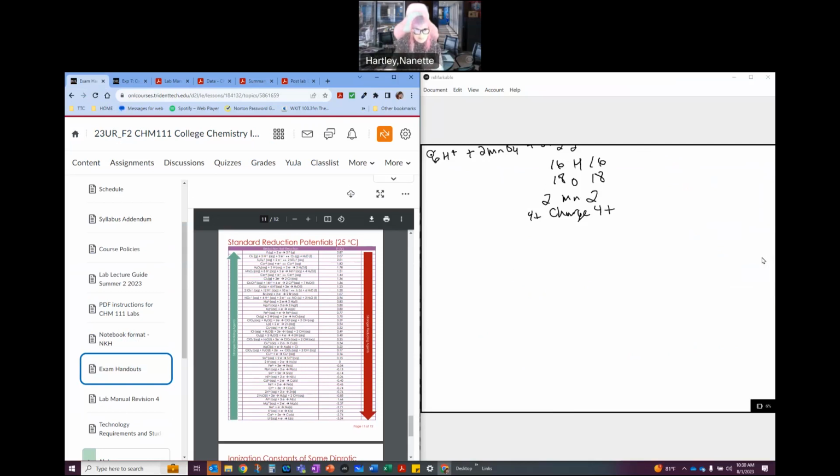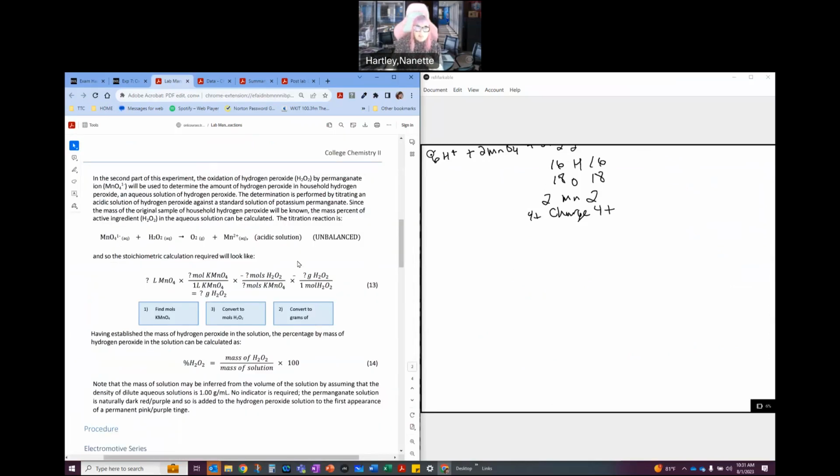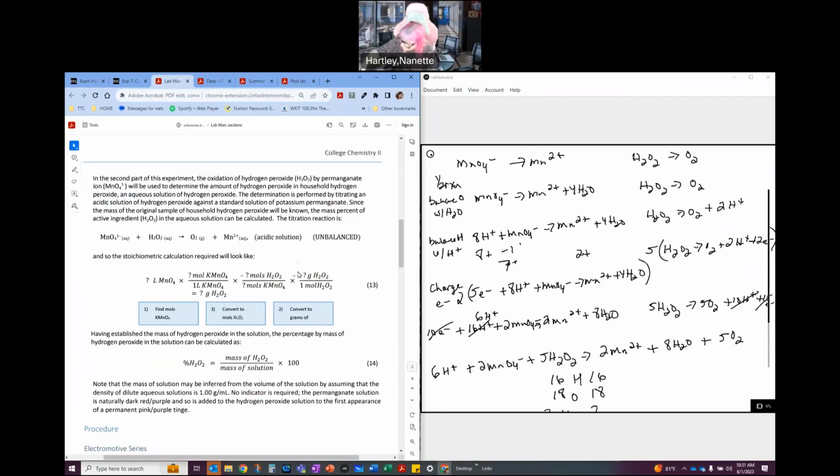Now, why did I balance that equation again? Because the lab manual says I needed it. Okay, so I need to know how many moles of H2O2 and how many moles of KMnO4. Well, the KMnO4 is the same as the MnO4 minus. So it's 2 moles of KMnO4. And then I have 5 moles of H2O2.